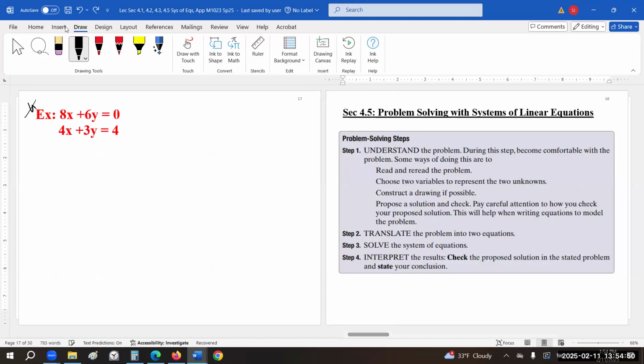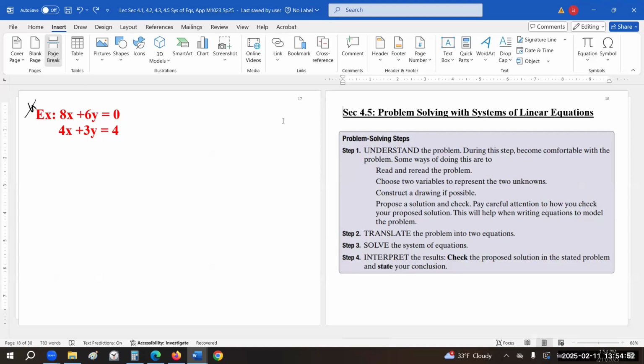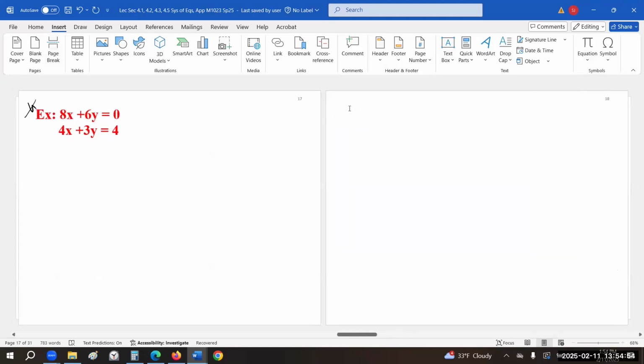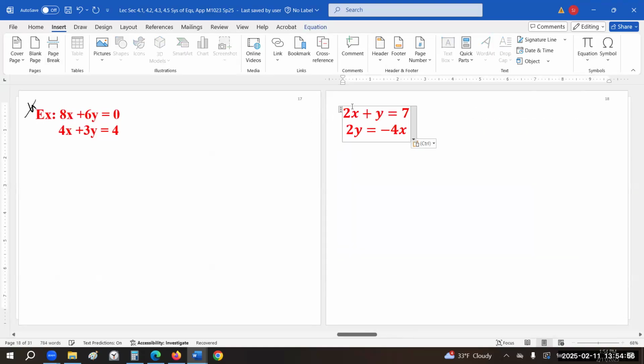It's a new page. Okay, try this too, using any method, elimination or substitution.